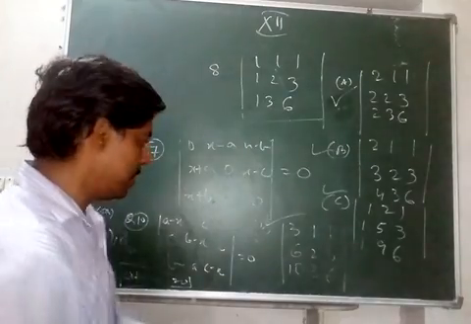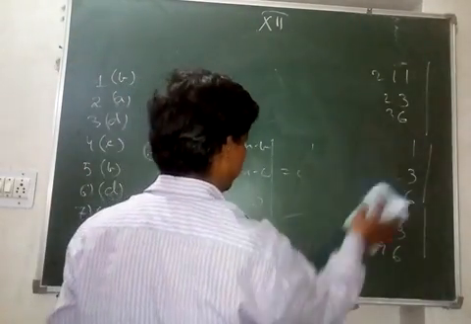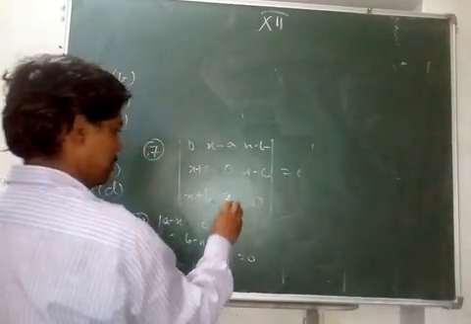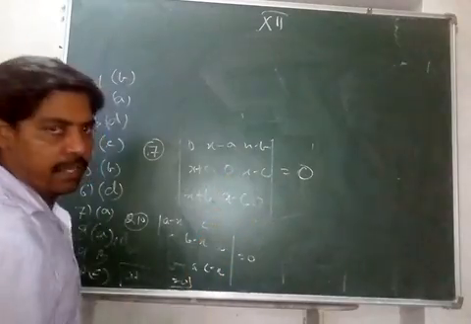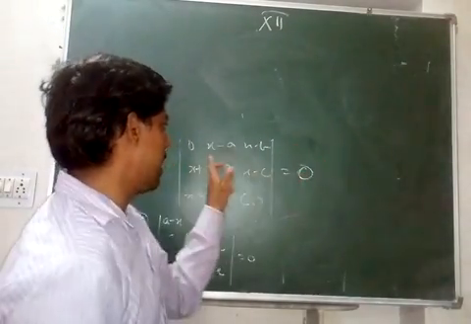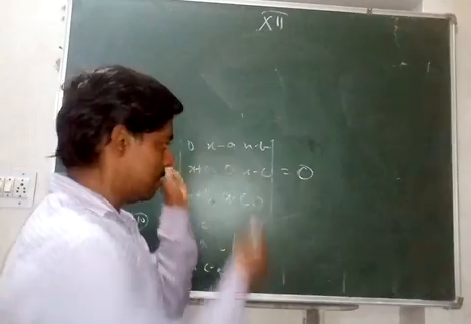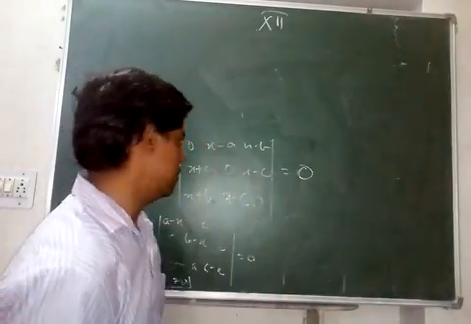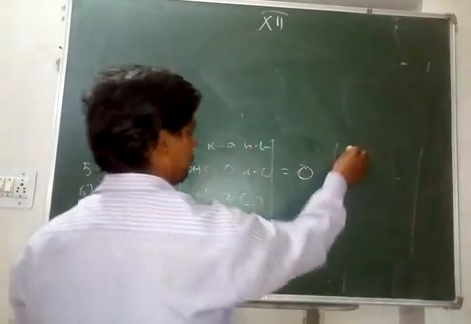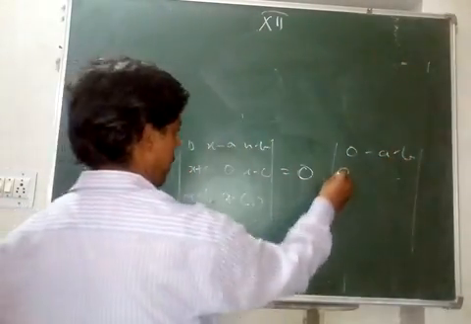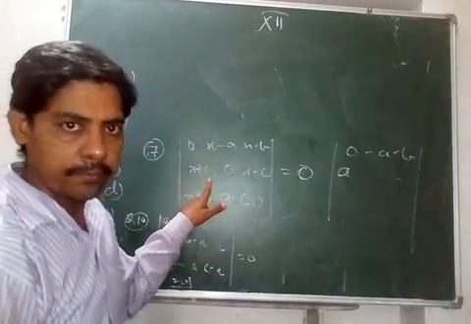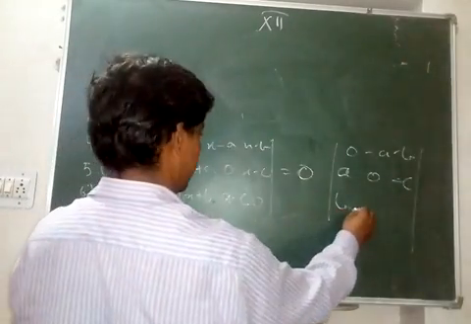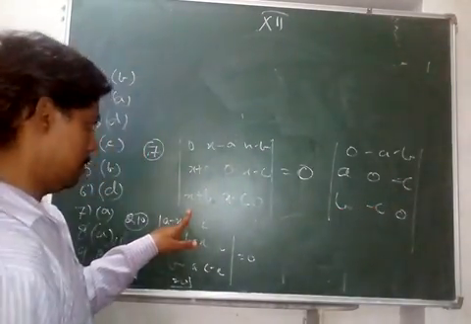Now question number 7 also we'll discuss here. There is a trick behind this question if you understand it. The question is something like this, and this is equal to 0. Find the value of x. So if I take x equal to 0, this determinant is a determinant of a skew symmetric matrix. How? 0, minus a, minus b, a, 0, minus c, b, c and 0. This is it.